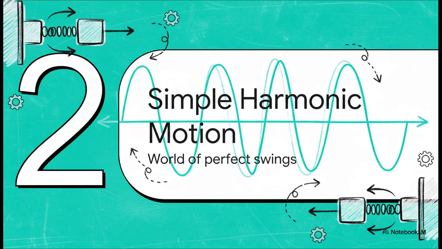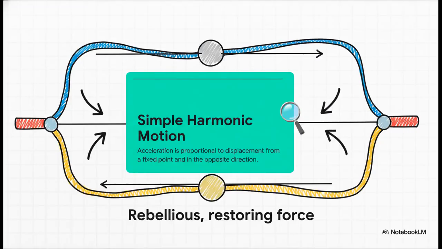Section 2, simple harmonic motion explained, the idealized world of perfect swings. All right, now that we have the vocabulary down, let's step into the core rulebook of oscillations. We're entering this theoretical, perfectly frictionless world of what physicists call simple harmonic motion, or SHM. Now, the definition of SHM is arguably the most critical concept in the whole chapter.